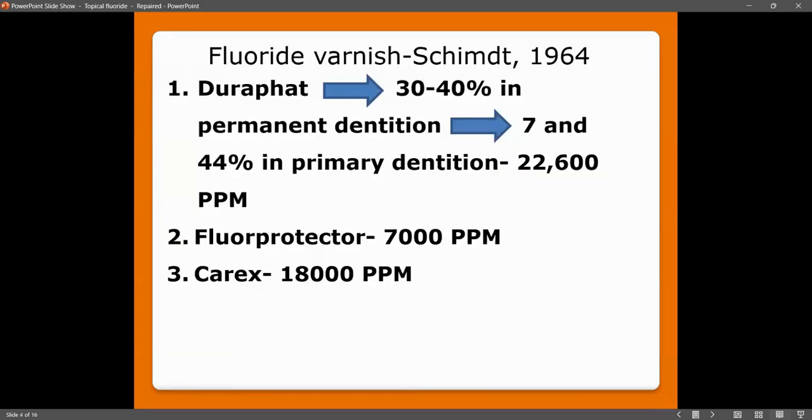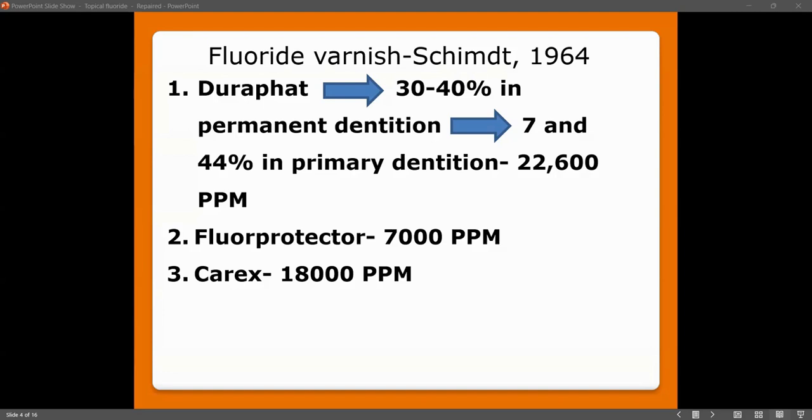Fluoride varnish was given by Smith in the year 1964. Here there are 3 types of fluoride varnishes. One is Duraphat, second is Fluor Protector, and third is Carex. For Duraphat, the percentage of caries reduction in permanent teeth was 30 to 40%, whereas in primary dentition it was 7 to 44%.